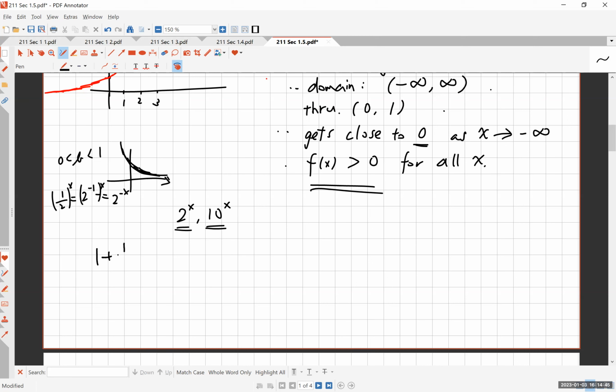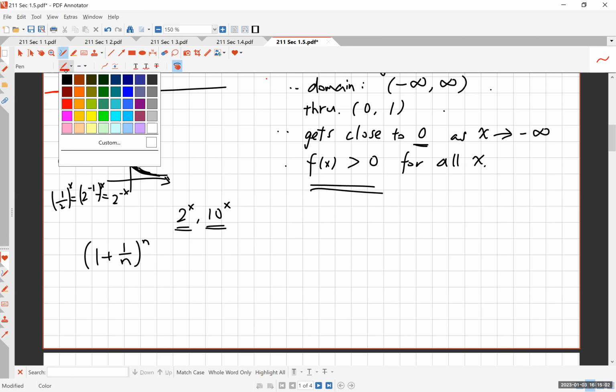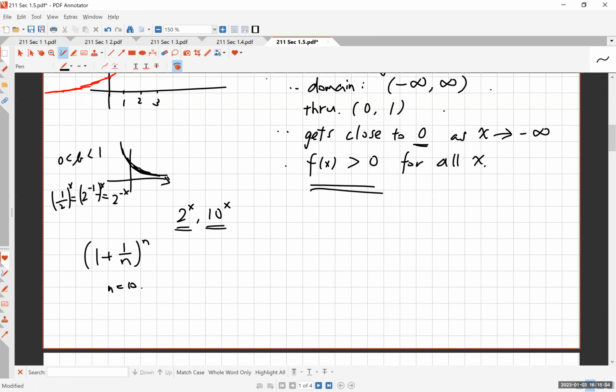And that is this expression taken to the extreme. So here's a number, (1 + 1/n) raised to the power of n. For instance, you can calculate this when n is equal to 10, it'll be 1.1 raised to the 10th power. When n is equal to 100, it's going to be 1.01 raised to the 100th power. And when n is equal to 1,000, then it'll be 1.001 raised to the 1,000th power.